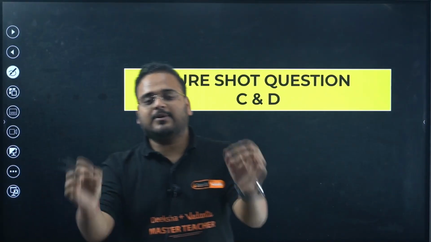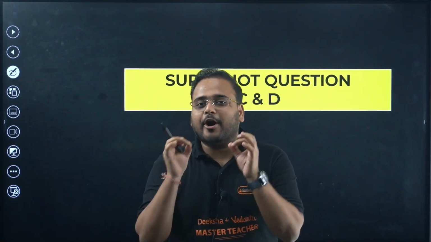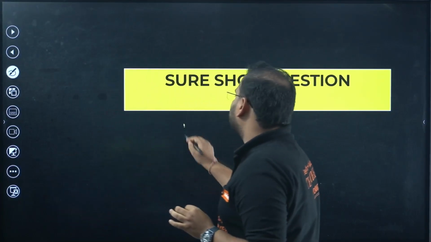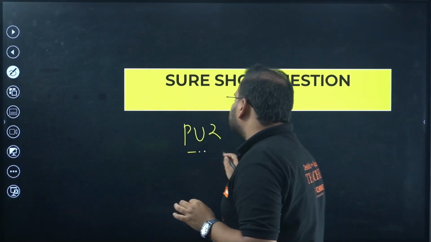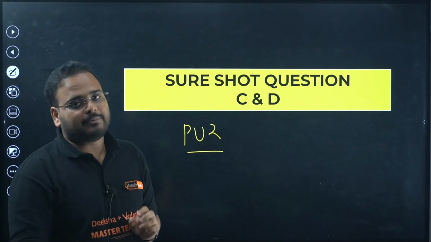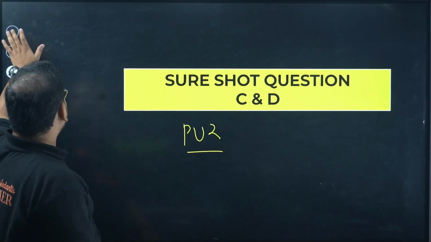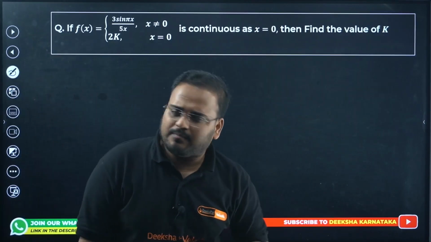Hello my dear champions, it's time to solve the sure shot questions from the chapter Continuity and Differentiability for your PU2 exam. Very clearly I'm mentioning for your PU2, these are the sure shot questions from the chapter Continuity and Differentiability. Let's look at these questions very quickly.